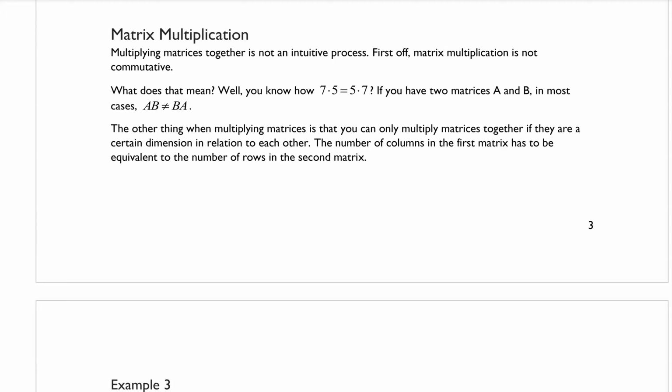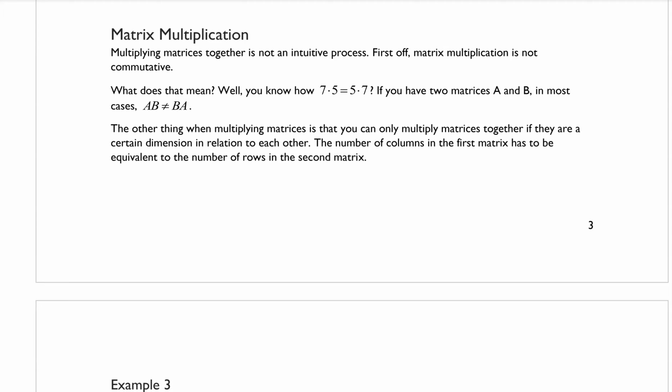The other thing to consider when multiplying matrices is that you can only multiply them together if they are a certain dimension in relation to each other. The requirement is that the number of columns in the first matrix has to be equivalent to the number of rows in the second matrix. Let's look at an example.